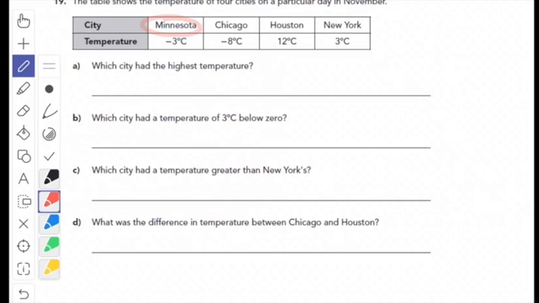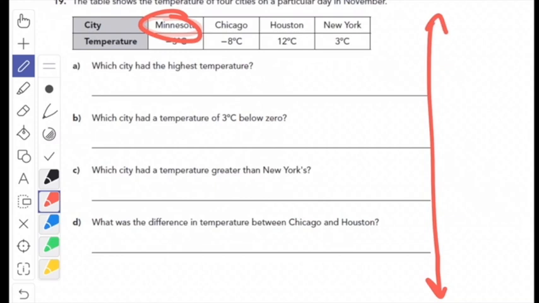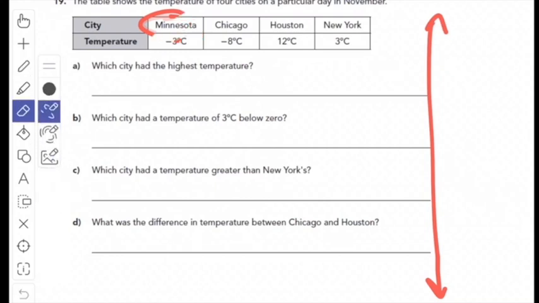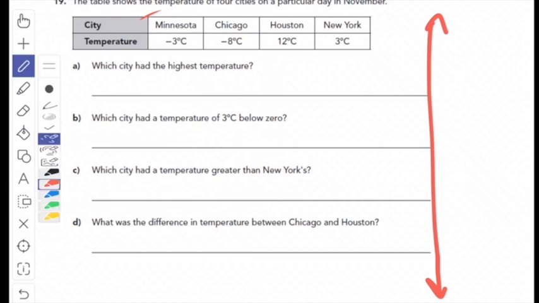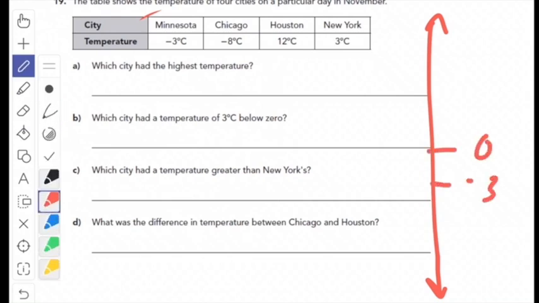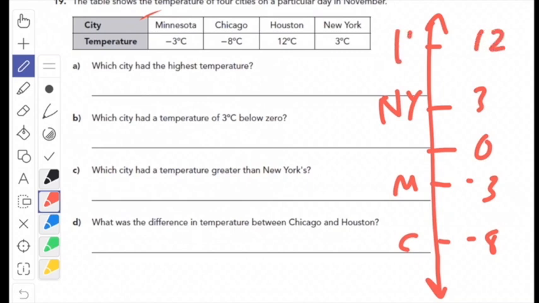Okay, this one we talked about in class. We talked about Minnesota is not a city, so that's okay. Which city had the highest temperature? So what you could do if you really needed to, you could draw a number line. Let me just erase what I have here. And on my number line, I like to put 0. Minnesota is -3, so I'm going to put M for Minnesota. Chicago is -8. New York is 3. I'll put NY for New York. And finally, 12 degrees is Houston. So which has had the highest? I'll just put H, Houston.